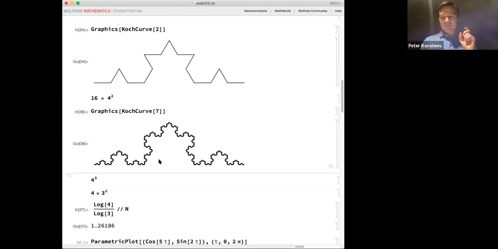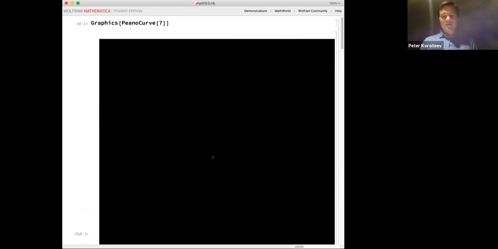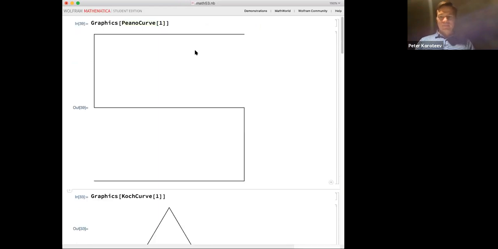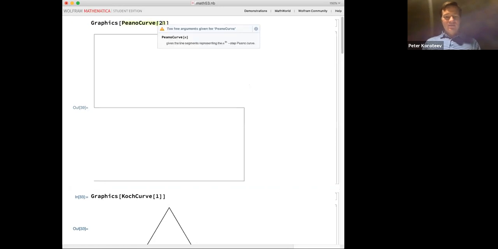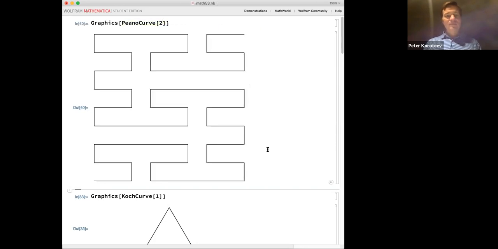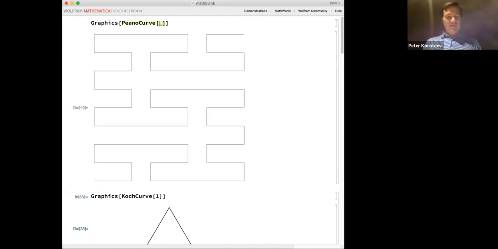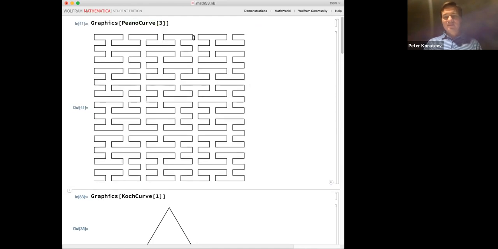So it might be a bit... So if it's not quite clear, let's do another example. It's called the Peano curve. Again, it's a self-similar shape that looks like this. At stage 1, you have this kind of number 5 shape. At stage 2, you get something more complicated. At stage 3, you get something more complicated still. And basically it keeps going, right?